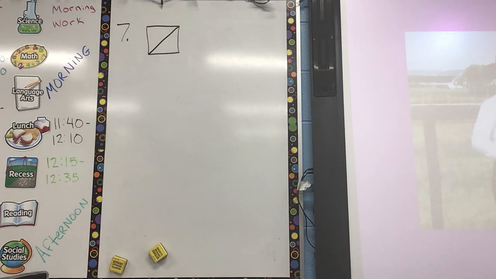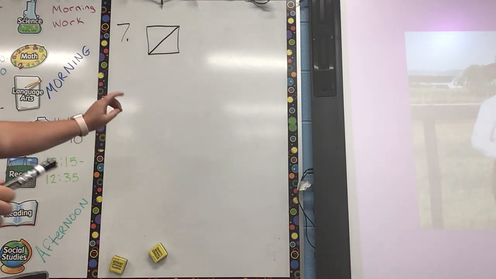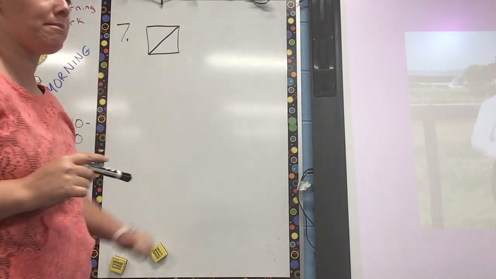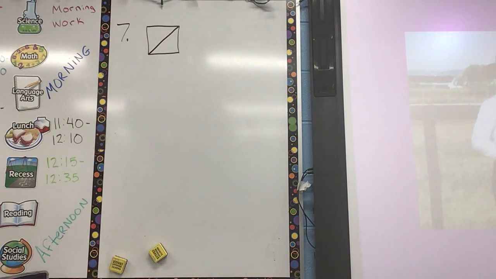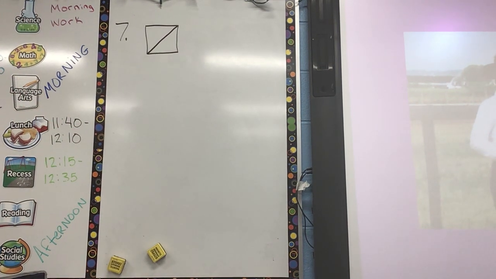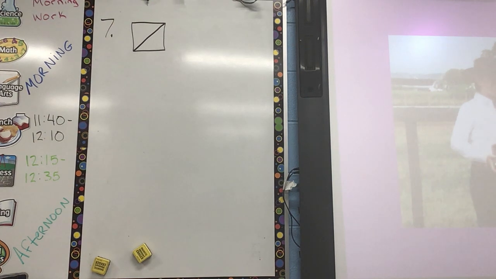All right, number 7. Pretend that I drew an exact square. Mine's not exact. I've got a little odd curve here. Okay, it's not measured. It's a rough sketch. But pretend it's a perfect square, okay? That I used a ruler, okay? And I cut that square in half. Which type of triangle would I have then?